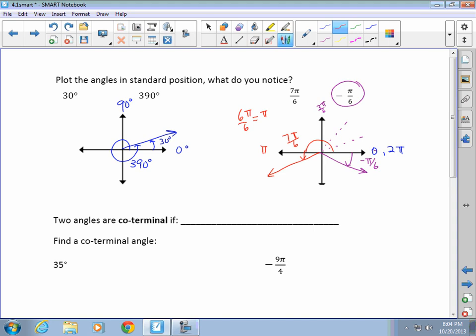So what did I notice about these? Well, 30 degrees and 390 degrees shared the same coterminal. They shared the same initial arm for this one, and it shared the same coterminal arm. They both had this little bit extra of 30 degrees. In this one here, I went the same amount past my initial or my x-axis. So this one I went pi over 6 down. This one I went pi over 6 down.